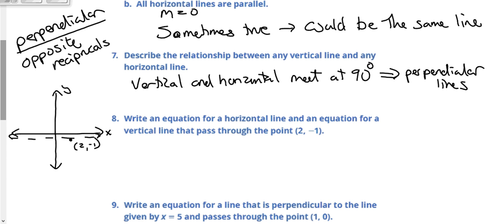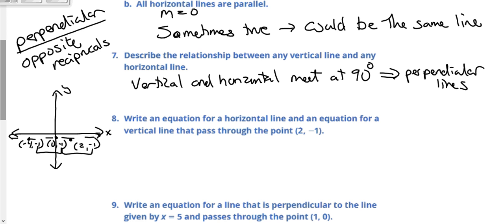Now, I know that the horizontal line has a slope of 0. I could find points along that to help me, but it's a bit of a special case. If I take a look at some different points, the point right here is 0, -1. The point right here, say, is -4, -1. It's the y coordinates that are always the same on a horizontal line.